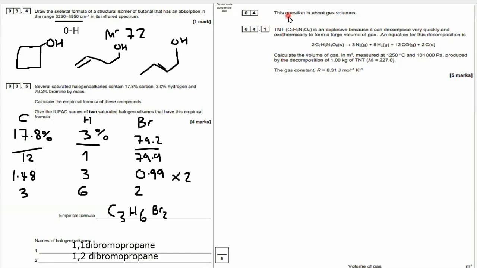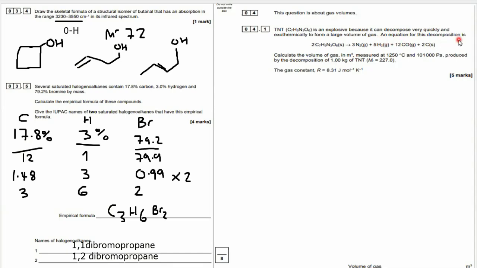Okay, question 4. This question is about gas volumes. TNT, C7H5N3O6, is an explosive, trinitrotoluene. It is an explosive because it can decompose very quickly and exothermically to form a large volume of gas. It's going to have a massive pressure increase and a lot of heat.